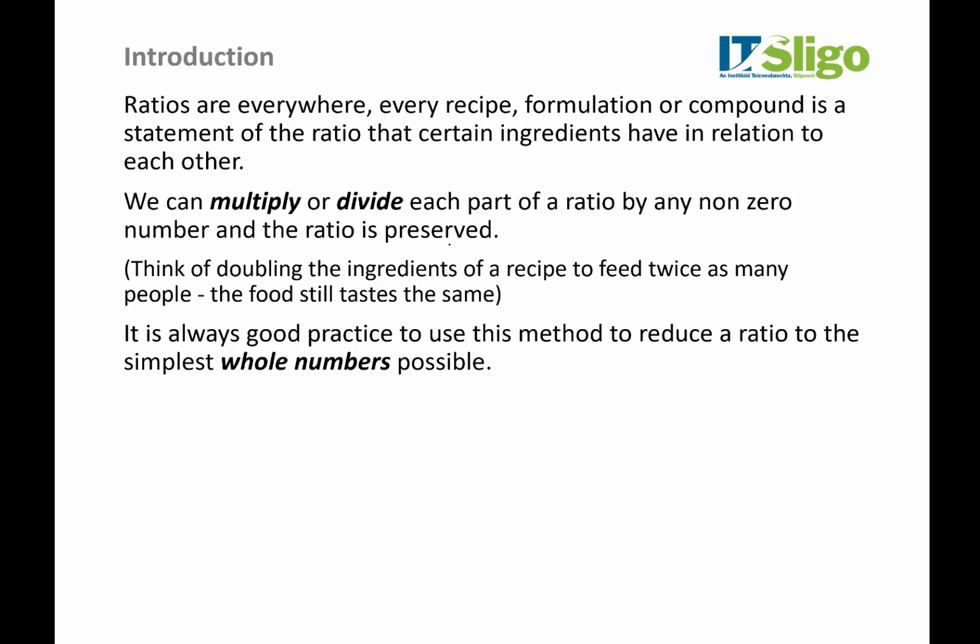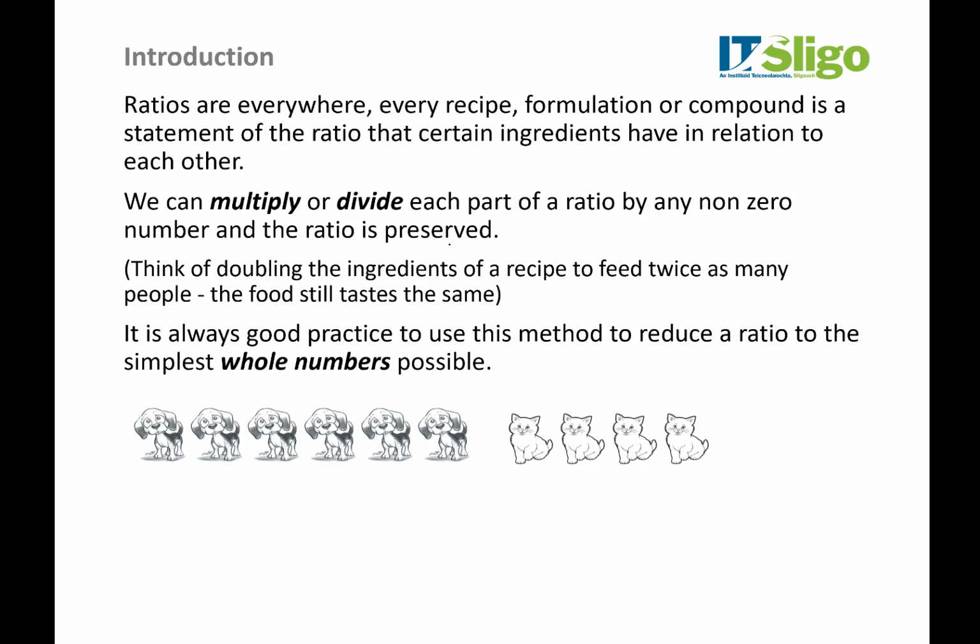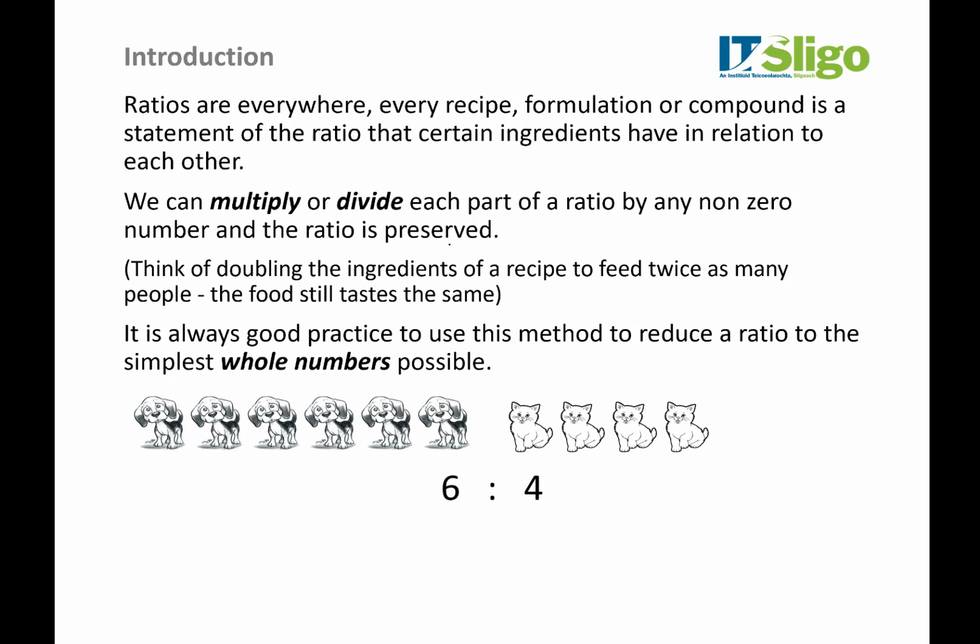With ratios then, it's always good practice to reduce a ratio to the simplest whole numbers possible. So with our example, both of these numbers, 6 and 4, are divisible by 2. So the correct ratio would be there's 3 dogs for every 2 cats in this particular pet shop.